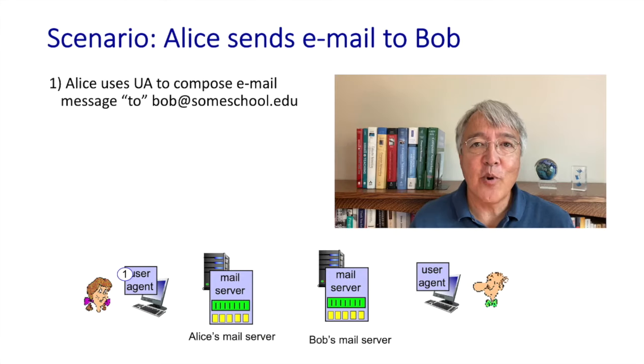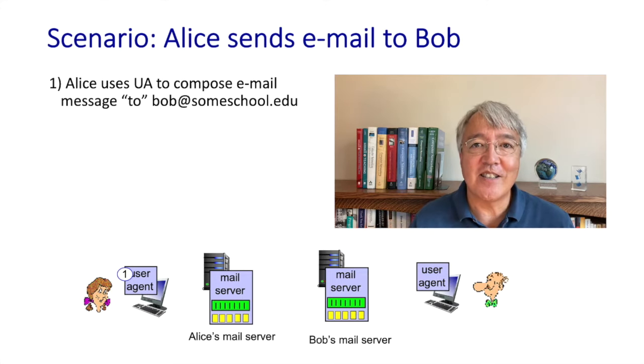Well, let's walk through an example of the various steps involved when Alice, over here on the left, wants to send an email message to Bob over here on the right, where Bob's going to read it. Now, Alice and Bob both have their own email clients, that is to say their user agents, and their own email servers where they have accounts. So let's start over here on the left-hand side. Alice first uses her mail client, her user agent, to compose an email message. She's composing the email message.